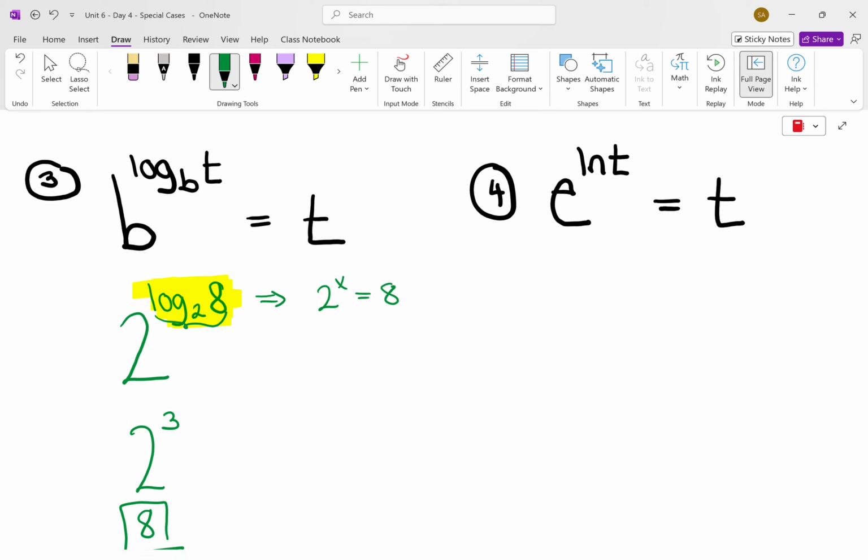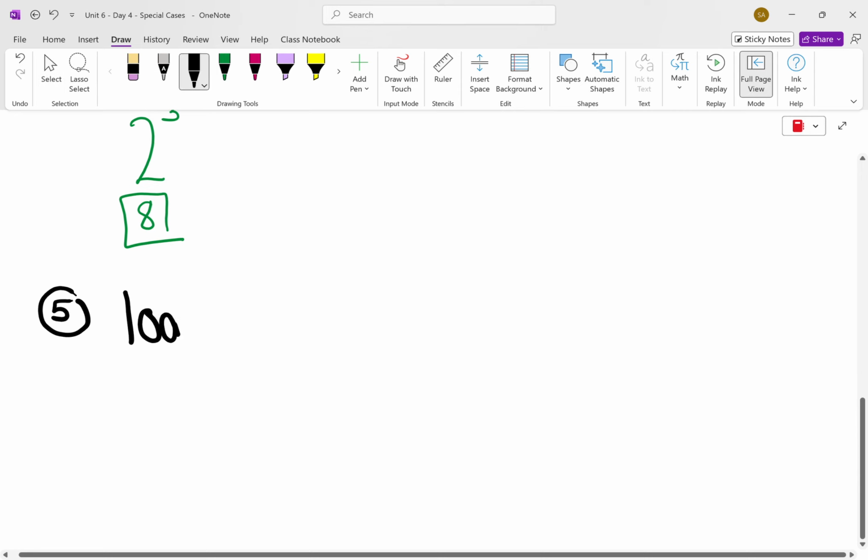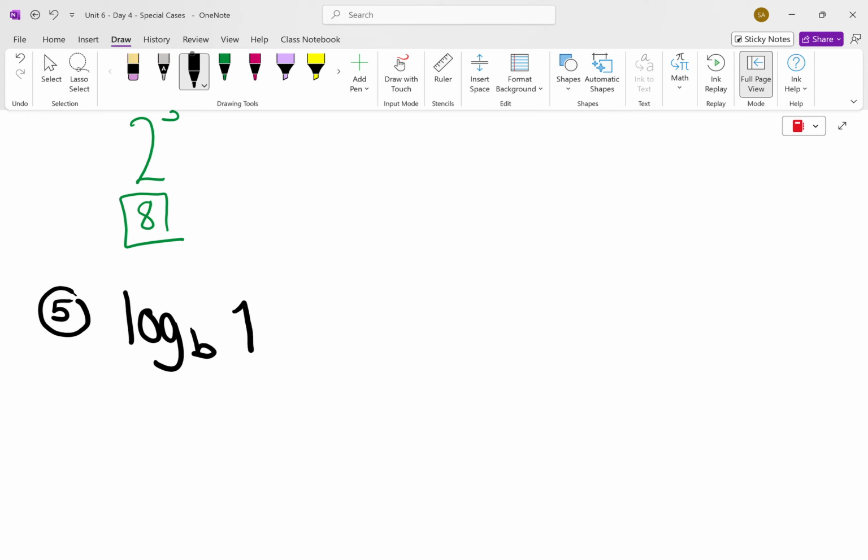All right, there's one more that we have to know. And the last shortcut is going to be log base b of 1 equals 0.